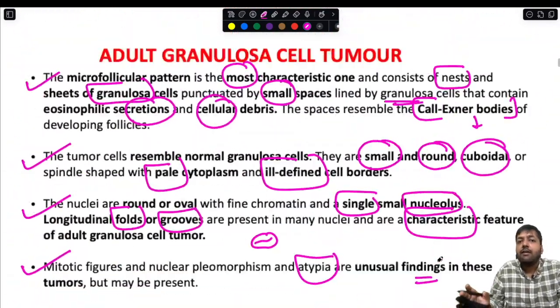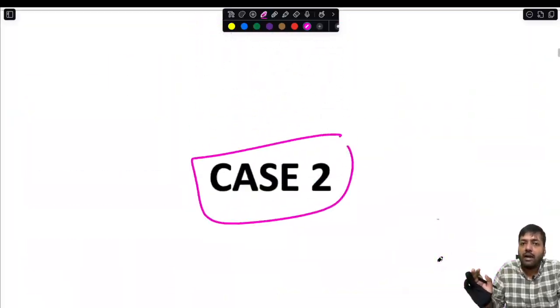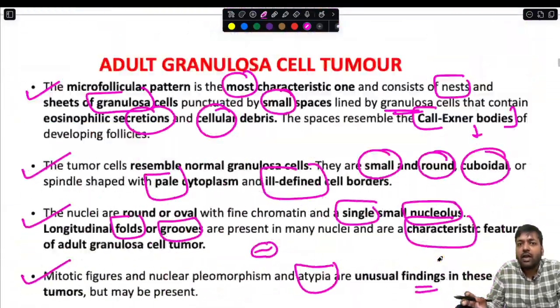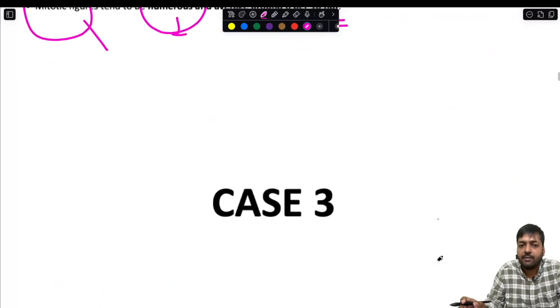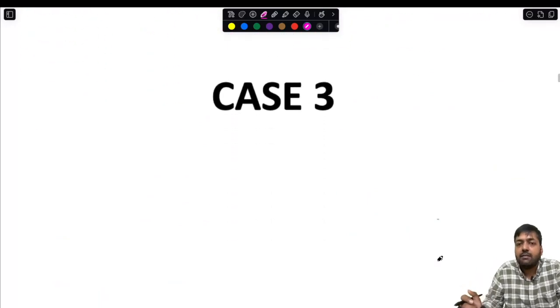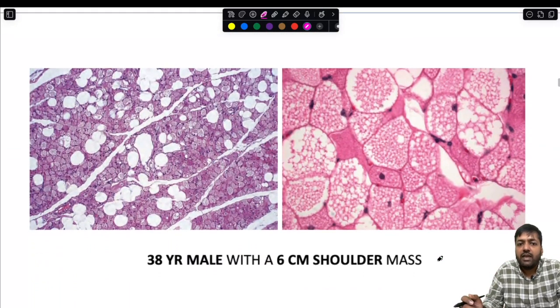So with this, we have completed the discussion on adult granulosa cell tumor, okay, which is again a very commonly asked exam slide. Now we will go to case number 3. So what do you see over here? This is case number 3.